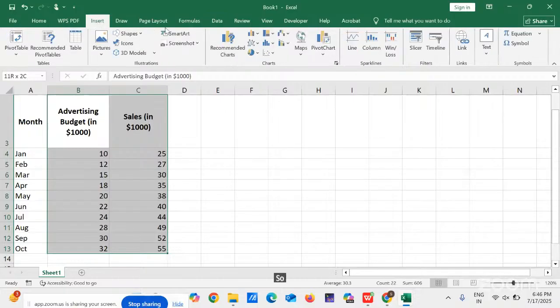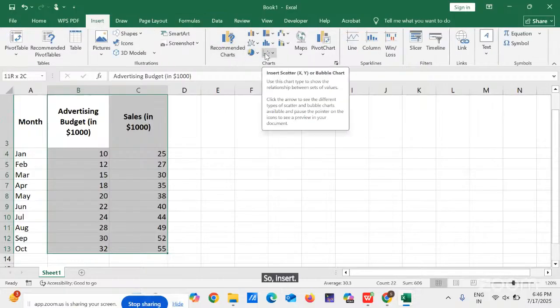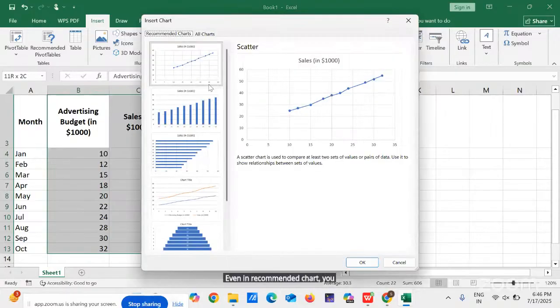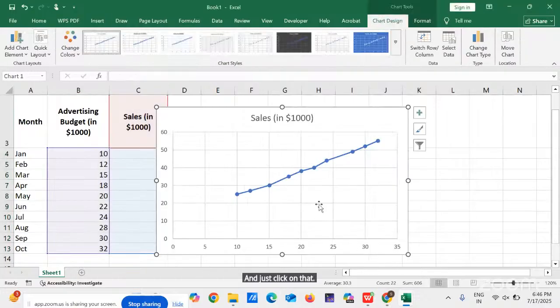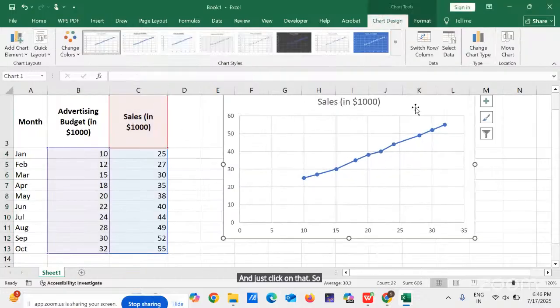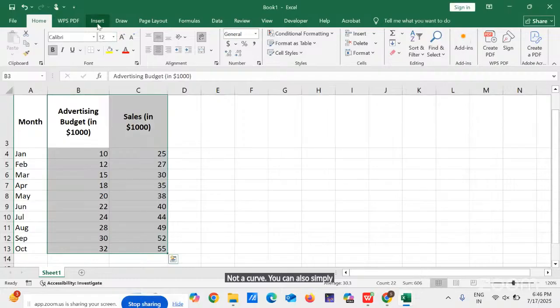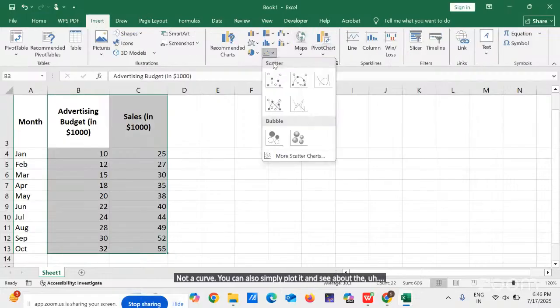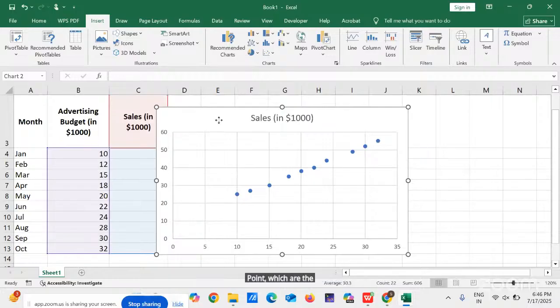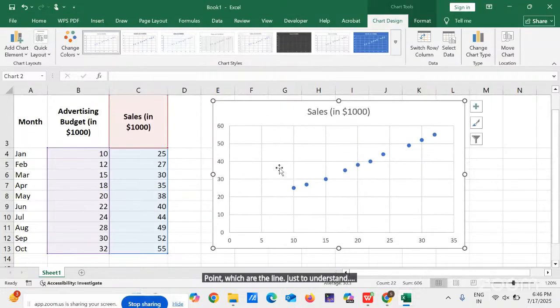So go to Insert. You have the scatter chart option; even in Recommended Charts you can find the scatter option, and just click on that. It is somewhat linear, right? It's linear because it's not a curve. You can also simply plot the points without the line, just to understand whether it is forming a curve or not.